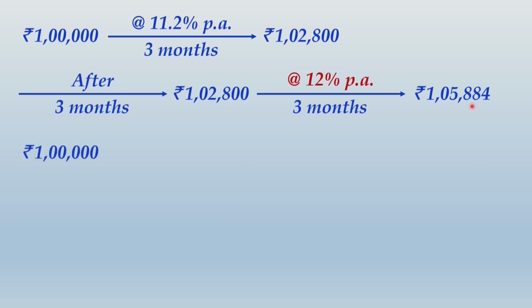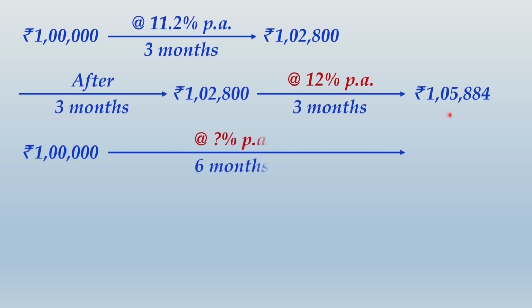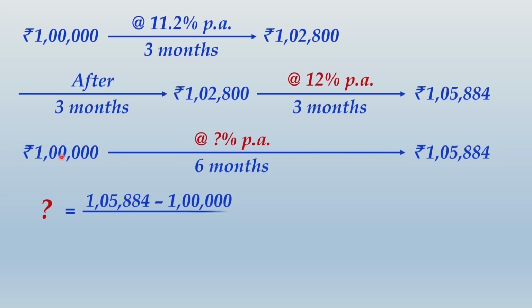In simple words, if you are borrowing 1 lakh today, the maturity value after 6 months, 3 plus 3, 6 months, should be 1,05,884. Same value, okay? So we don't know what is the interest rate prevailing for this 6 months time. So simple again, this is P1, this is P0, P1 minus P0 divided by P0. So that will be 1,05,884 minus 1 lakh divided by 1 lakh.